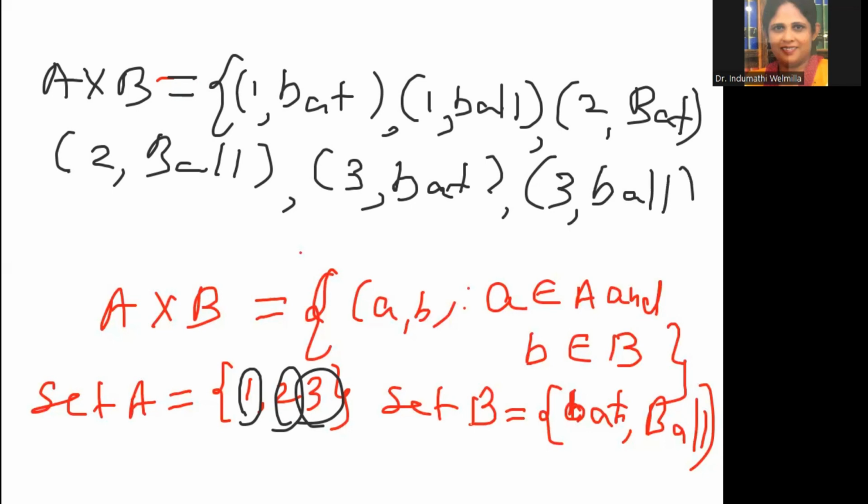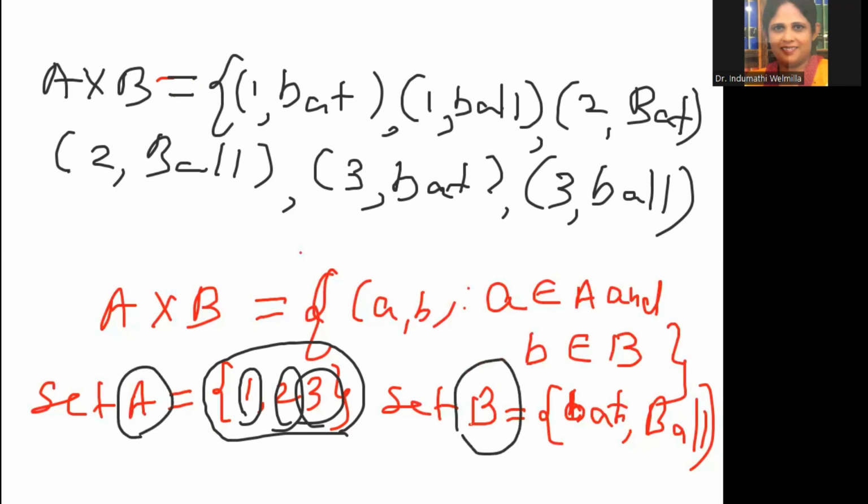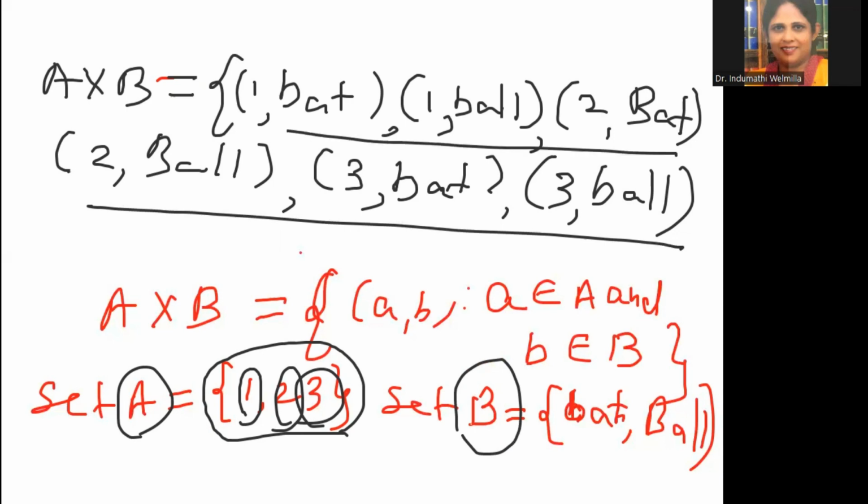Okay. So that means if we consider set A's elements are 1, 2, and 3, and if we suppose set B's elements are bat and ball, then set A multiplied by set B equal to this one. Okay, so that's the Cartesian product of sets, right?